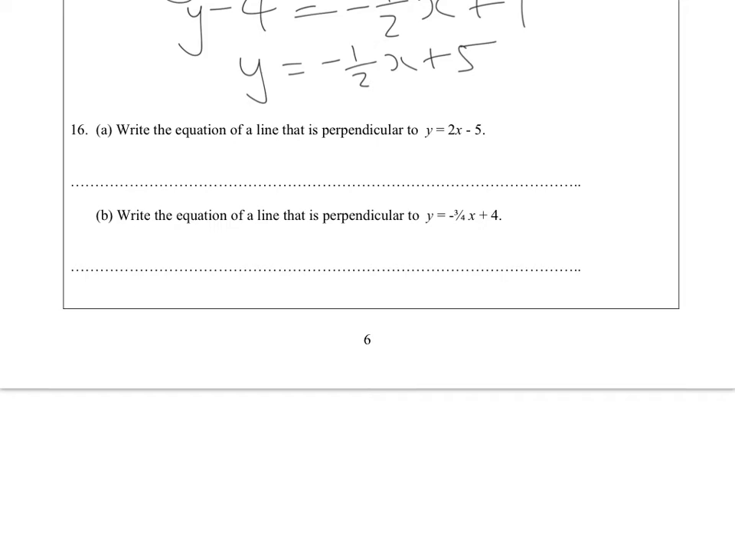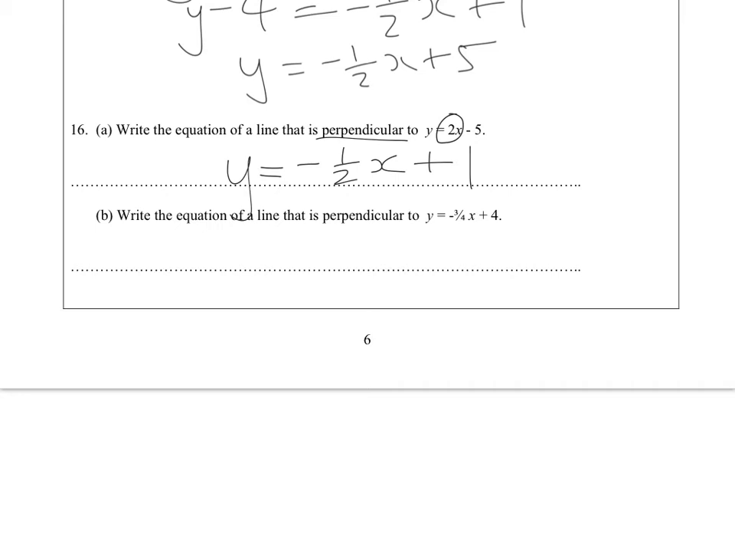Write an equation of a line that is perpendicular. So therefore, we know this has a gradient of 2. If it is perpendicular, it is the negative reciprocal. So that's negative and flip. So it has to be y equals negative, flip 2 over 1 becomes 1 over 2, x plus any number you want. We don't even have to have that.